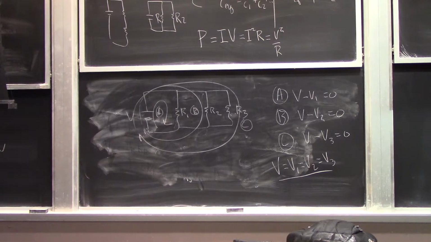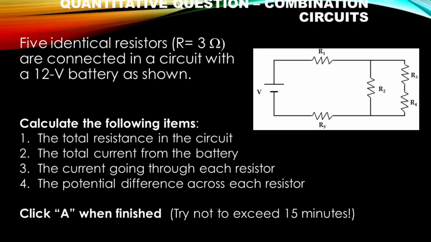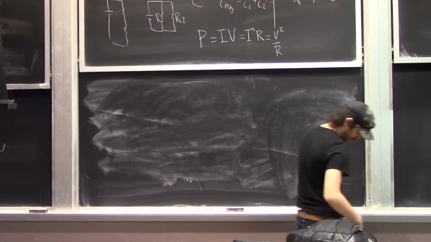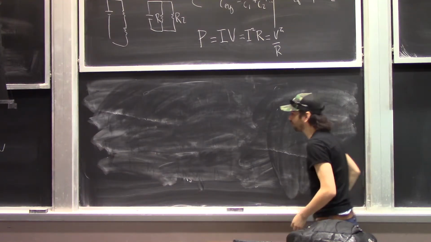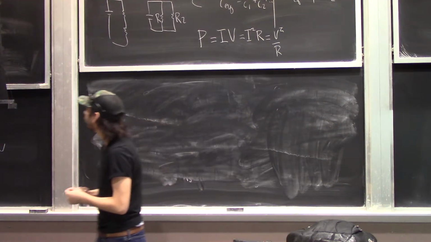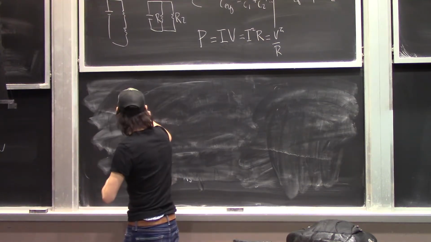Now let's put what we learned together to find the equivalent resistance for this circuit, and what the current and potential difference across each one of these is going to be. Okay, so take some time to work through that. Okay, so let's go ahead and draw this one and then solve it.